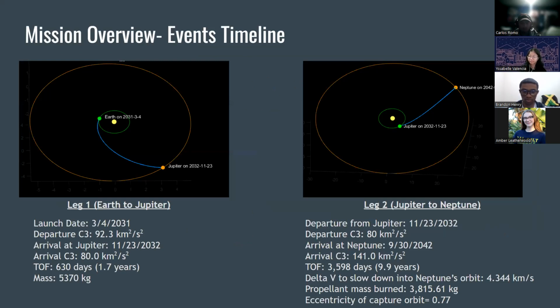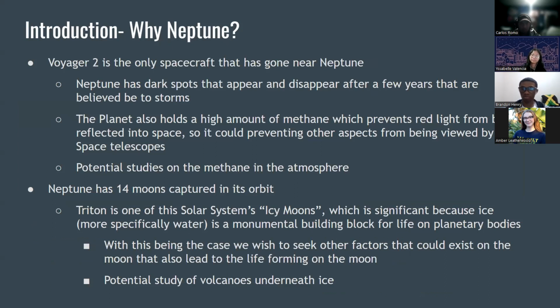Here I just want to highlight the event timeline. On the left, we see the first leg, which is from Earth to Jupiter. Our launch date is March 4th, 2031. We'll be arriving at Jupiter November 23rd, 2032. This accounts for a time of flight of 1.7 years. In our second leg, we'll be departing Jupiter and then arriving at Neptune on September 30th, 2042. This accounts for a time of flight of 9.9 years. Next slide, and I'll be handing it over to Carlos.